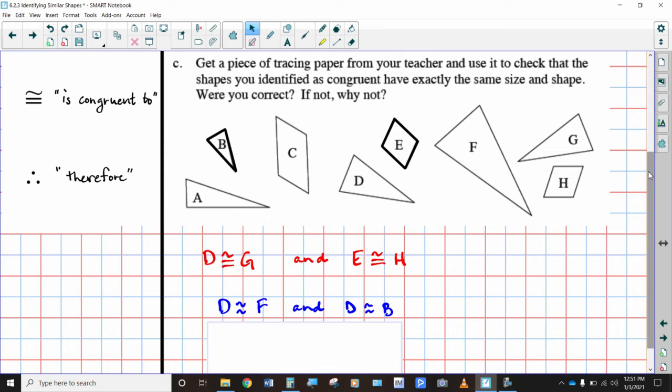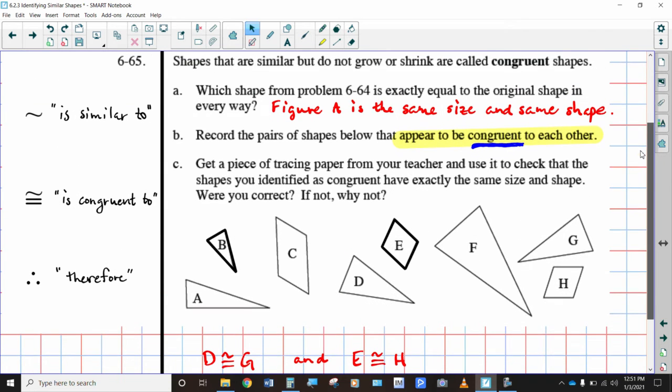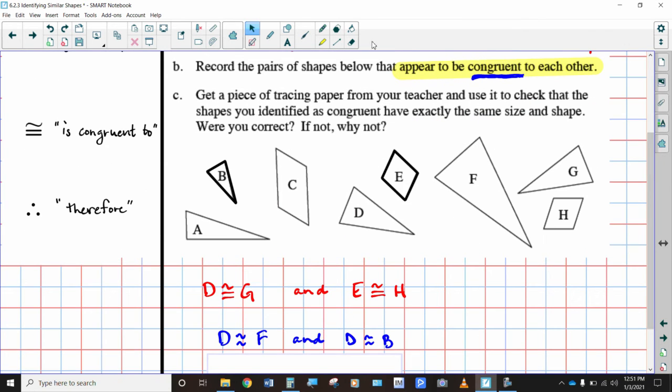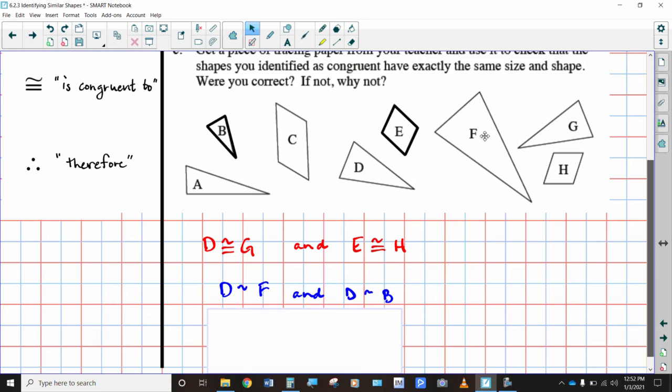Wait, did I have one of them or did I have two of them? Oh, that's supposed to be only one. Sorry, there we go. So D is similar to F, and D is also similar to B. Therefore, what statements can you make about triangles B and F? They must also be similar to each other.